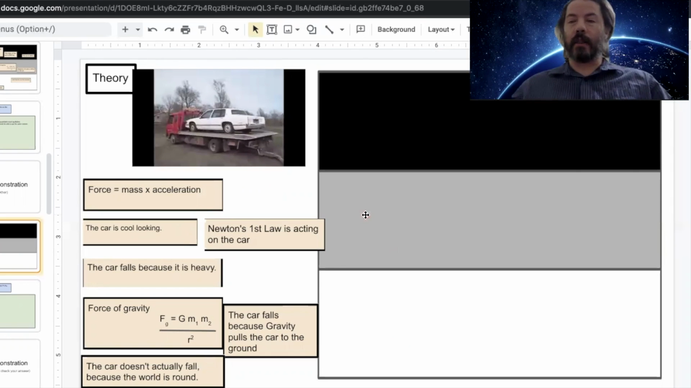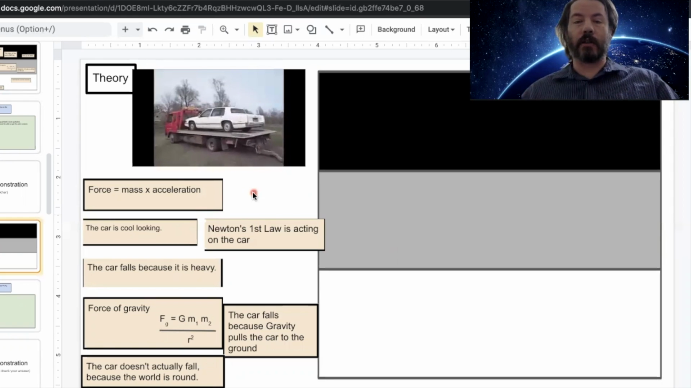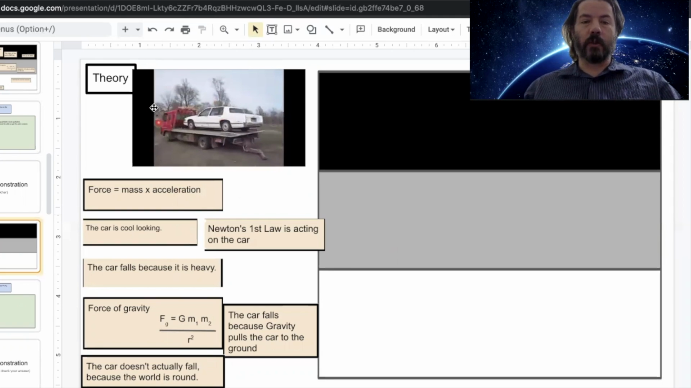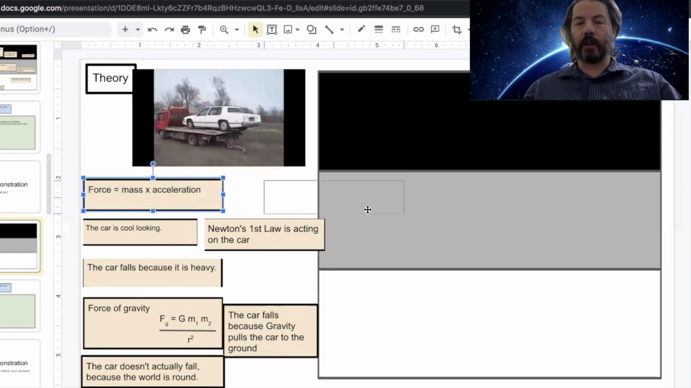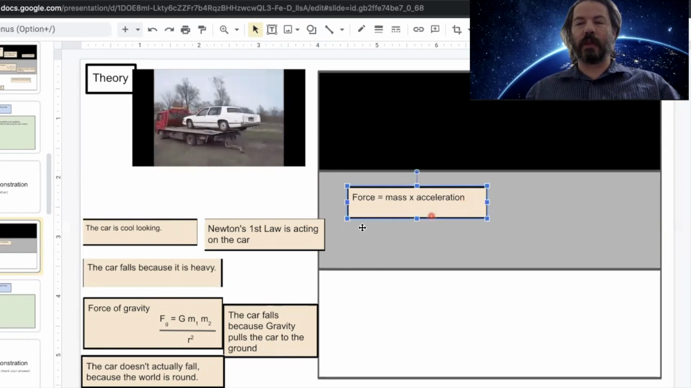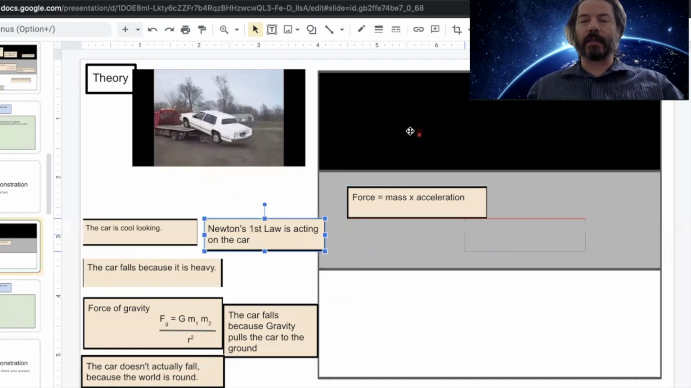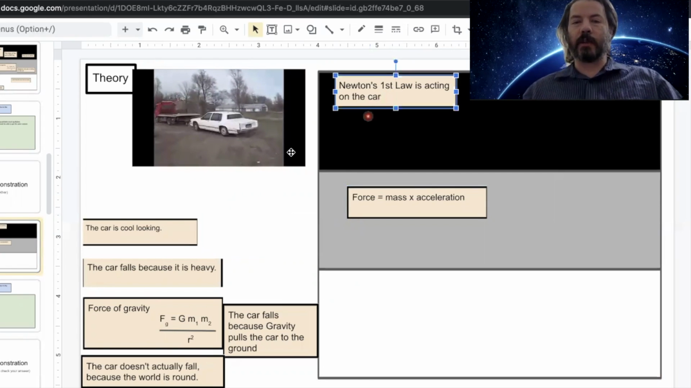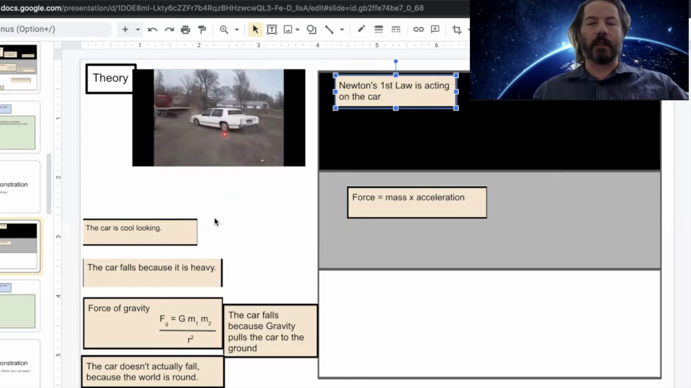Okay, welcome back. Let's take a look at my thinking and compare it to yours. So same kind of picture, we're looking for theory, so we're looking for an explanation. Force equals mass times acceleration. I'm not sure, because we can use the equation to explain something, but I don't know. Okay, Newton's first law is acting on the car. That is definitely an explanation. So an object at rest stays at rest, an object in motion stays in motion. That's Newton's first law. Definitely works as an explanation.